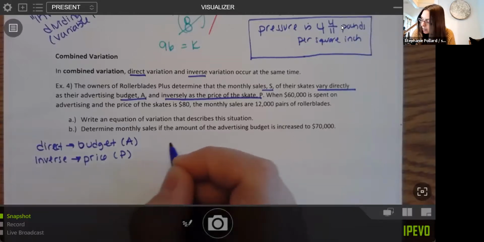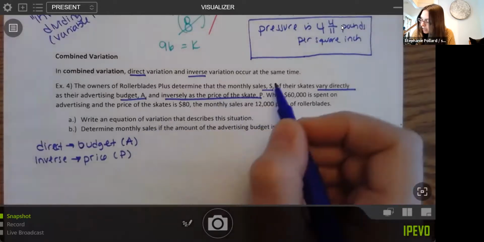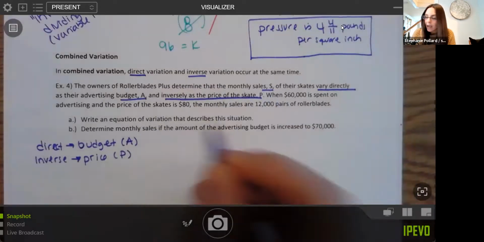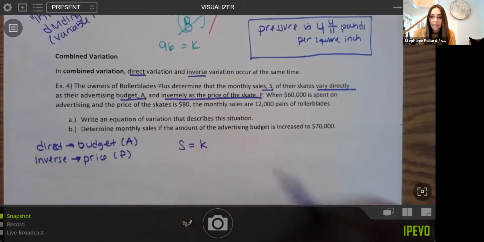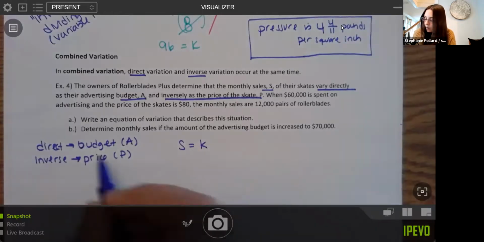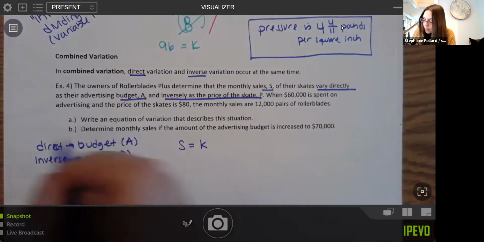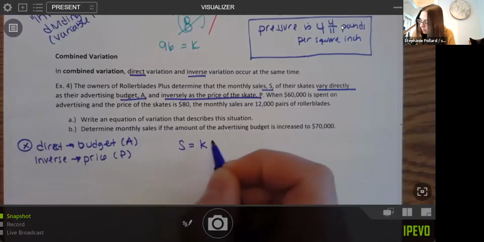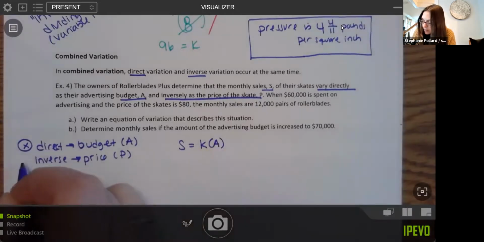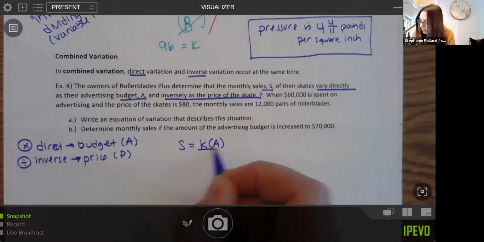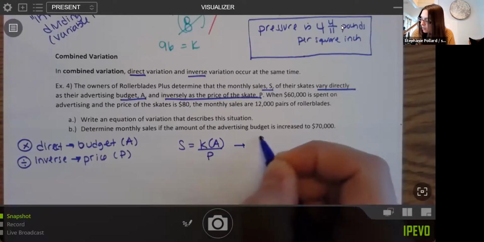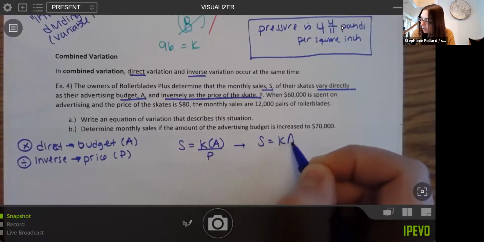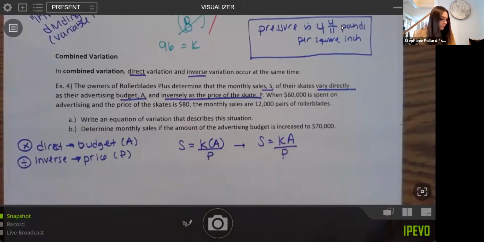So what's going to happen here is we're looking for sales, which is S. So instead of using Y and X, I'm going to use S is equal to, there's always a K. And then we're directly with the budget. So this is when you multiply. And this is when you divide. Okay, so that's your setup. So it's S equals KA over P.